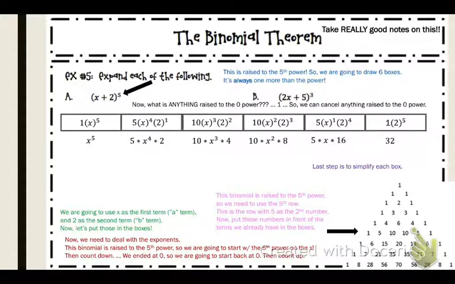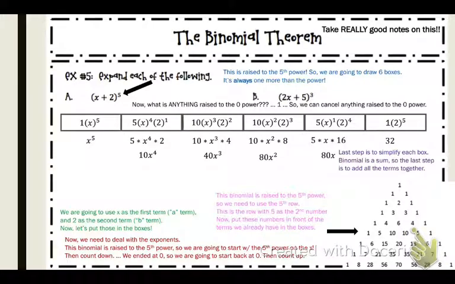Now let's just finish simplifying these. So 5 times 2 is 10, so that becomes 10x to the 4th. 10 times 4 is 40, so that's 40x cubed. 10 times 8 is 80, so that's 80x squared. And then 5 times 16 is also 80, so that's 80x.